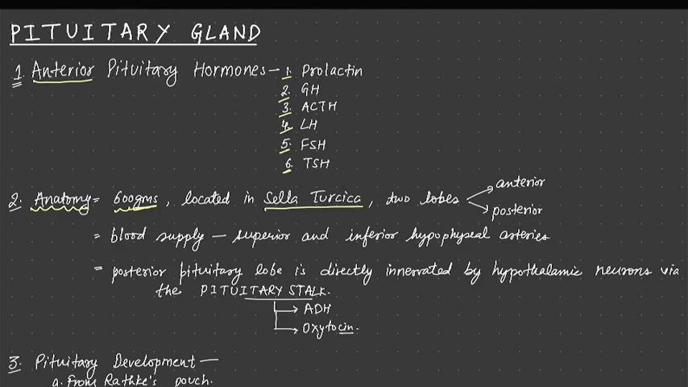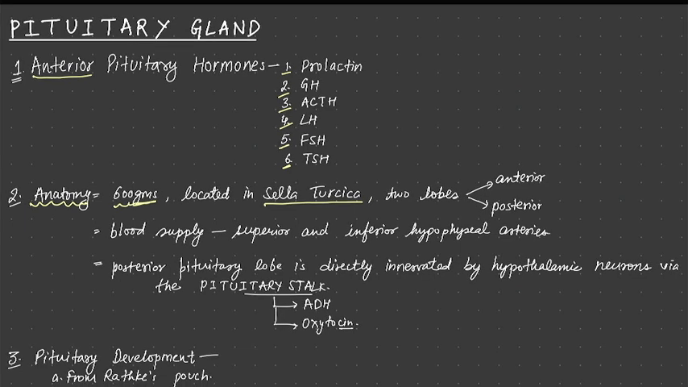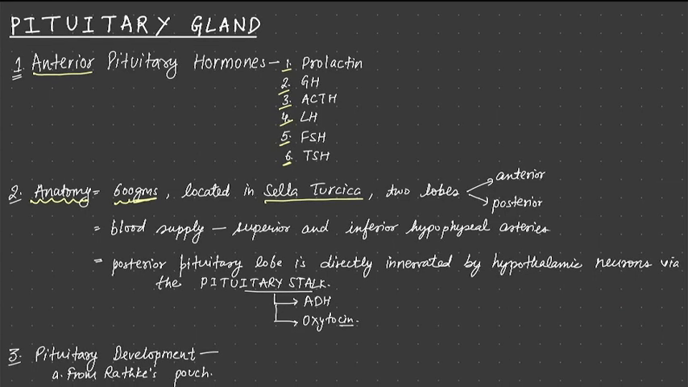In this video, we will be discussing the basics of the pituitary gland, which are required to understand endocrinology. I mean, these will be very minimal basics. Starting with the hormones produced by the anterior pituitary gland, the anterior lobe of the pituitary gland.